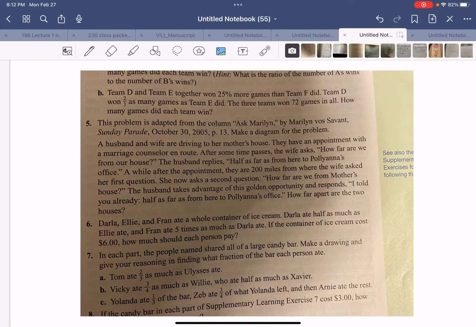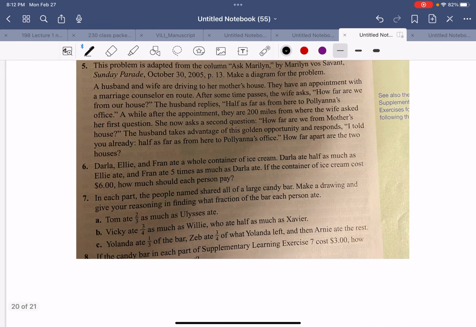So this is homework problem number 5 from the homework, and I was asked about this one. You have a husband and wife that are driving to her mother's house. They have an appointment at a marriage counselor en route. So the first thing I want to do is draw a schematic.